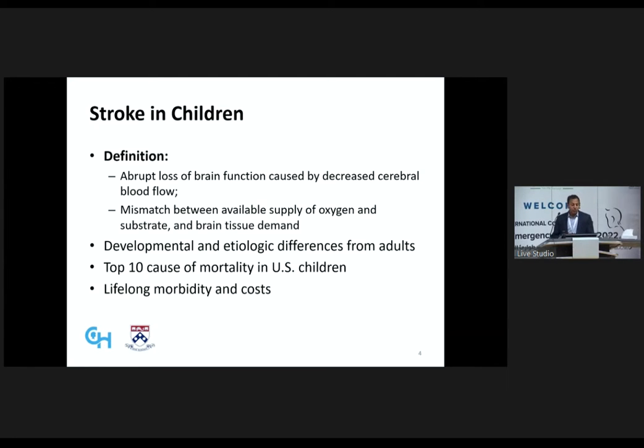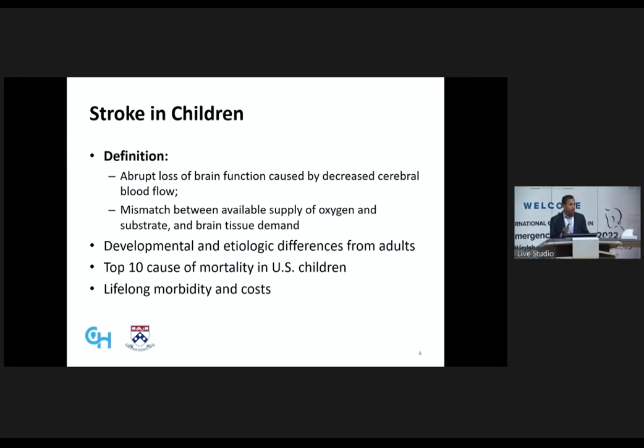So what is stroke, first of all? Stroke, or what is also called cerebrovascular accident, is defined as an abrupt loss of brain function caused by decreased cerebral blood flow. So basically, just like we have shock, where there is reduced peripheral perfusion, when it comes to brain, there is reduced perfusion to the brain, which leads to reduced availability of substrate. And the substrate we're talking about is mainly oxygen, but also nutrients like glucose.